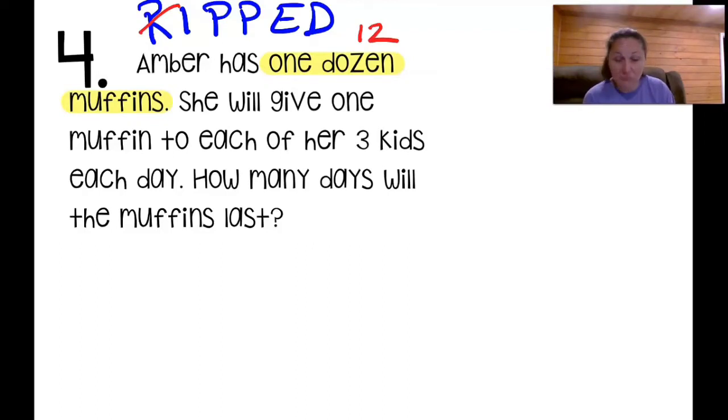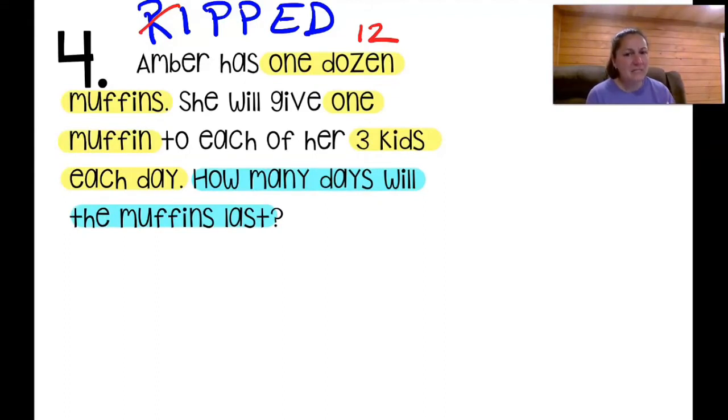Now we're going to go back and see, it says she will give 1 muffin to each of her 3 kids each day. How many days will the muffins last? Okay, so I've definitely got my question there. They want to know how many days this is going to last. How many days will she feed those kids?